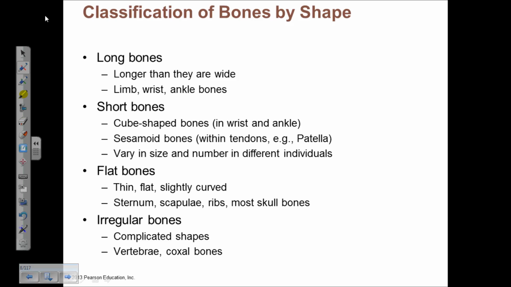So the patellar bone is a short bone that also belongs to the type of bones called sesamoid bones. They can be found in tendons, and their role is not yet clear. What I want you to know is that the patellar bone is a short bone. Flat bones are thin, they're flat, they may be slightly curved. Most bones of the skull are flat bones.